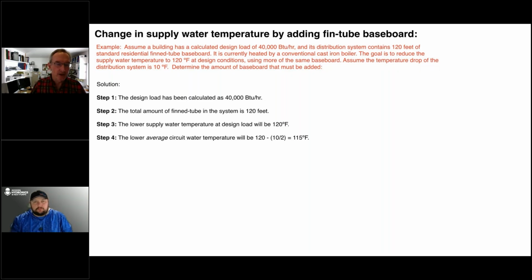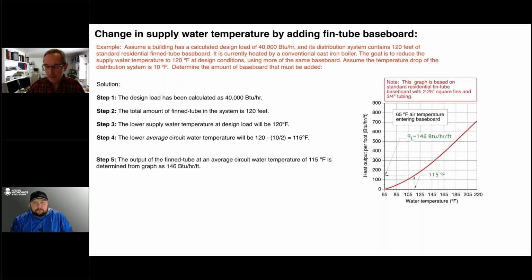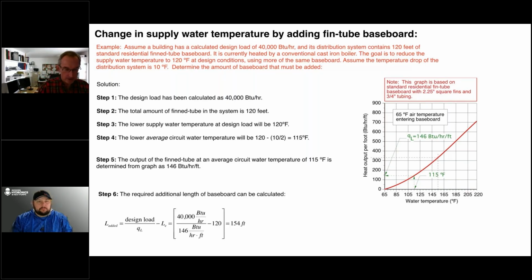And we're going to subtract, if we have a 10-degree drop in the circuit as it's operating, we're going to subtract half of that. Because, again, we're looking for the average water temperature. So it's going to be 115. We use our graph. We already looked at this line here at 115. We're getting 146 BTUs per hour per foot of baseboard. We plug that into our formula and look at what we get. We need 154 additional feet of baseboard. Now, you're probably thinking, are you kidding me?